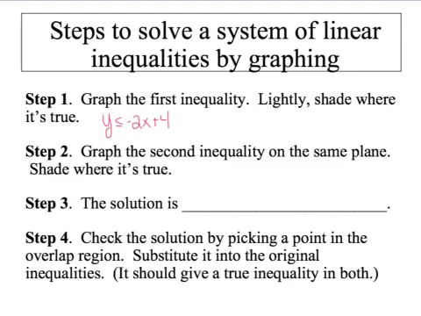Then I have to shade. Hopefully you remember that in order to know where to shade, I have to pick a point. If 0, 0 is not on the line, I would recommend that you test 0, 0. Step 2, we're going to graph the second inequality. That's going to be y is greater than x minus 3. Again, we need to pick a point not on that line, test it, and then shade where it's true. So the solution of both inequalities is where the shaded regions overlap.